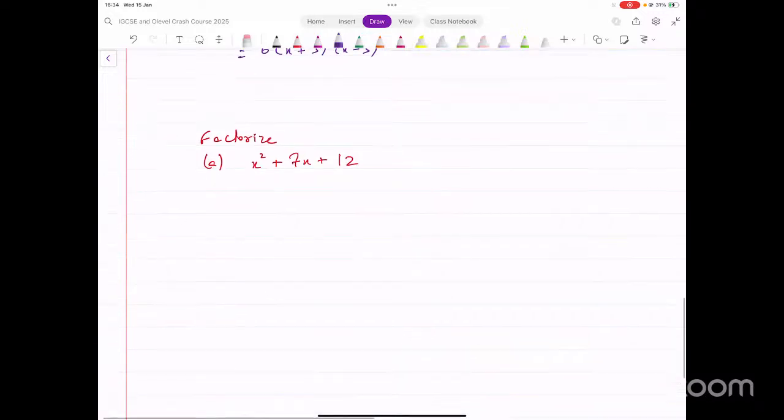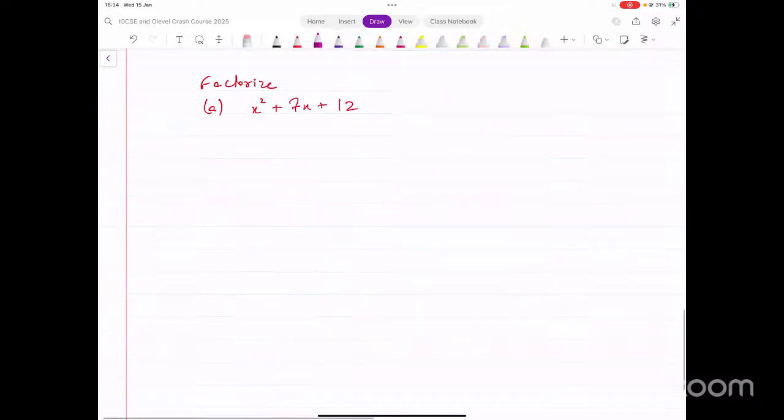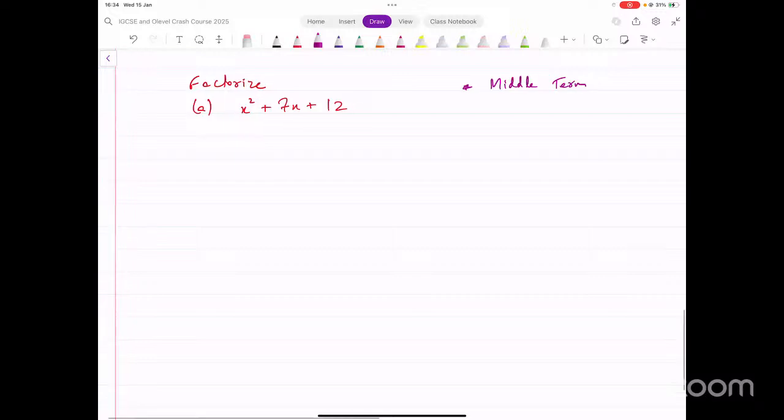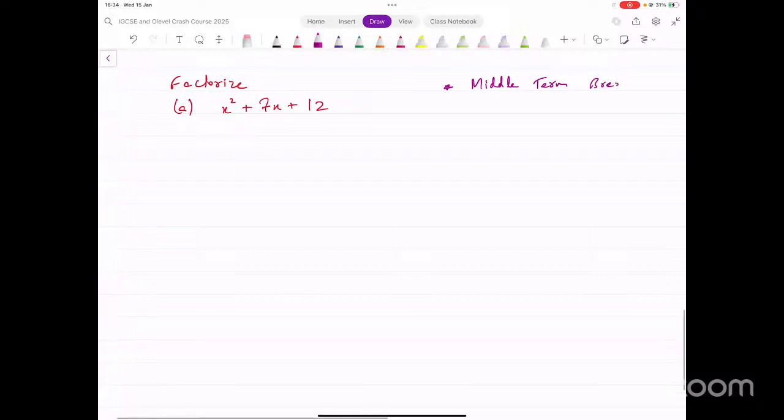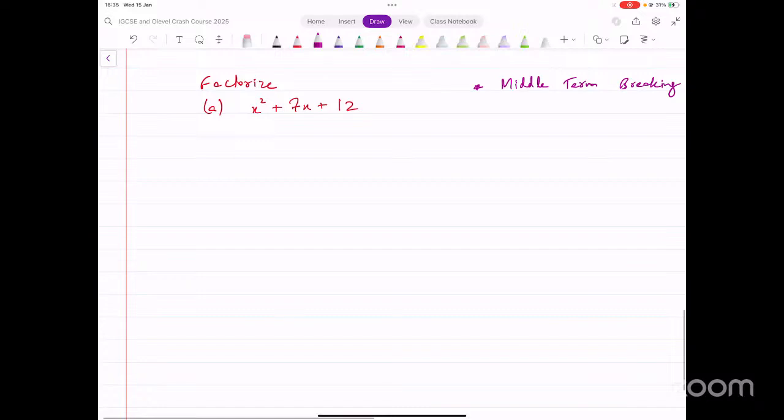Okay. Now, in cases like these, when you have 3 terms, generally what you have to do to factorize them is you have to break the middle term. This is called the middle term breaking method to factorize quadratic expressions. And this is something that we will be using a lot later on to solve quadratic equations as well.